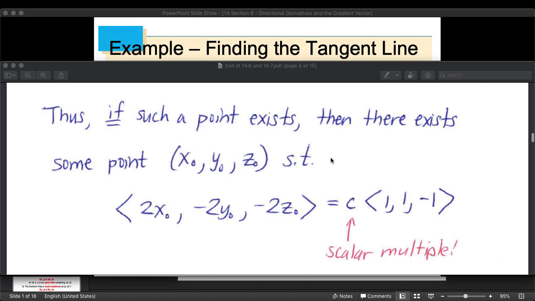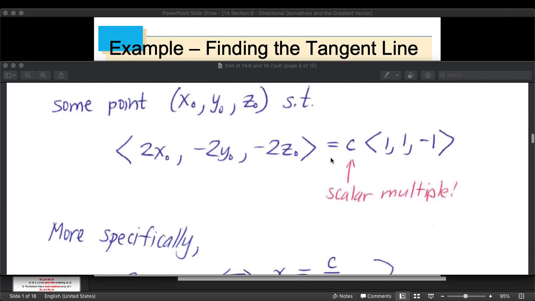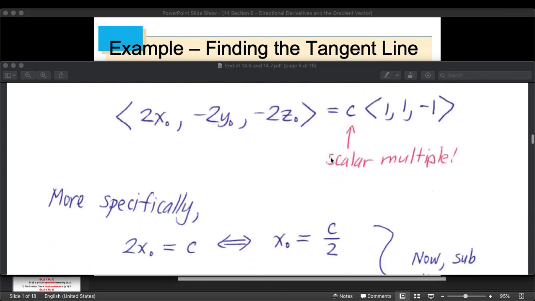And as you can imagine, what we're going to do is go ahead and set each component equal to each other. So obviously the first component, 2x sub 0, is going to be set equal to not only the 1, but also the fact I'm going to take this c and multiply every single component by the c. So I end up getting 2x sub 0 equals c, which if you solve for x, you get x sub 0 equals c over 2.